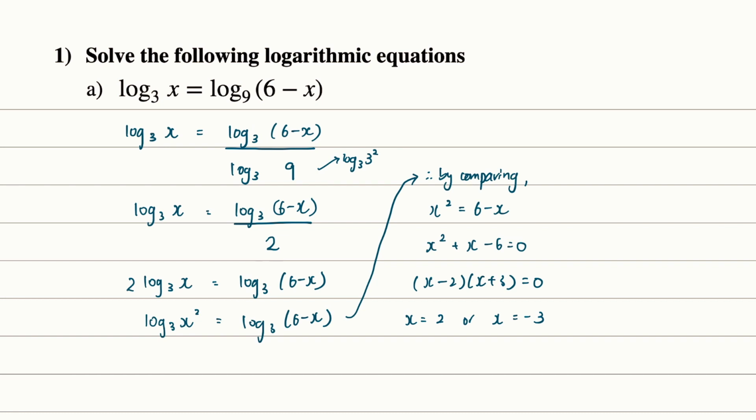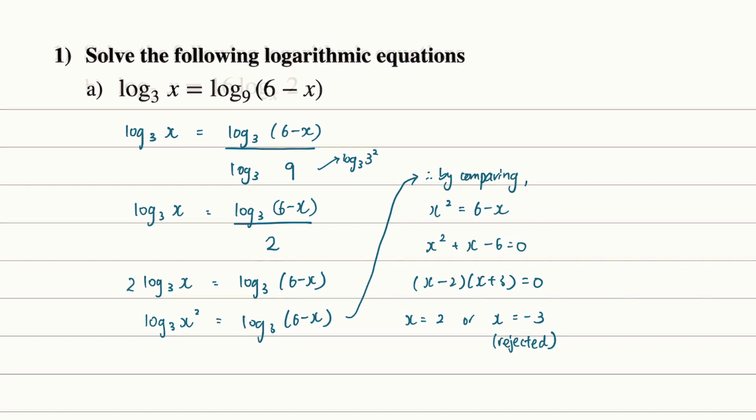Now, if you see a negative value in the answer, make sure you substitute it back into the original equation so that you can test whether the expression is valid. Now, in this case, log to the base 3 of minus 3 is invalid. Therefore, we reject the value of minus 3.